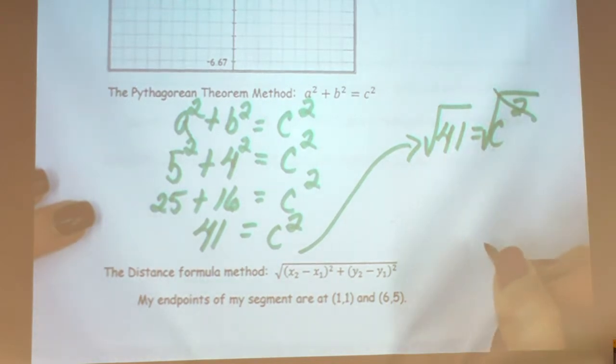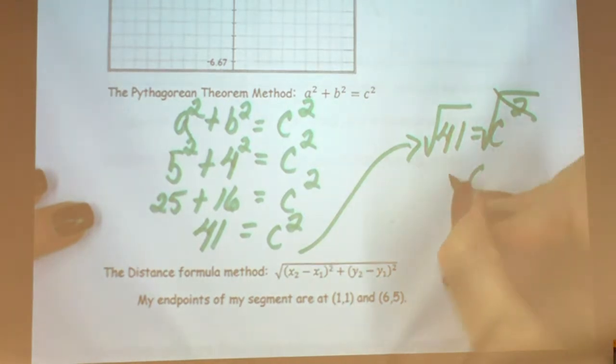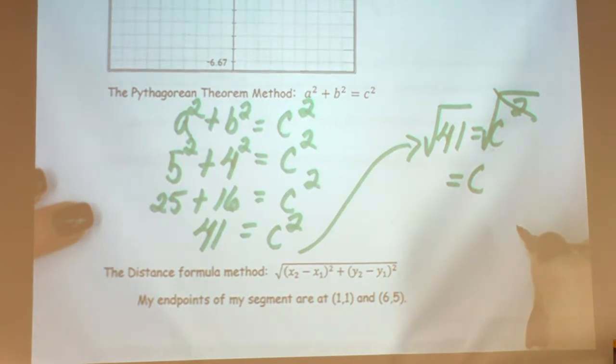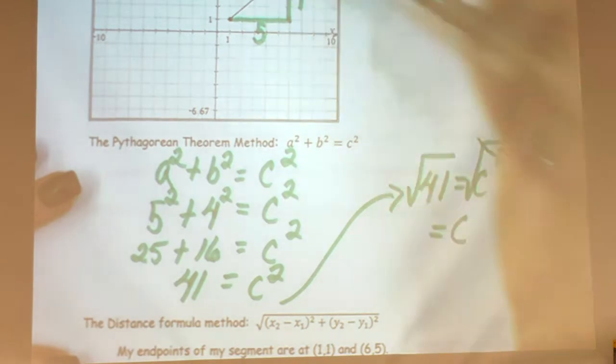Okay? So then you just have to figure out what the square root of 41 would be to find the length of your side. Okay? It's going to be 6 point something. I know that the square root of 36 is 6, and I know that the square root of 49 is 7. So it's going to be in between 6 and 7. And when you have a calculator, you can calculate that out exactly and go to 2 decimal places, and you'll have the length right here.